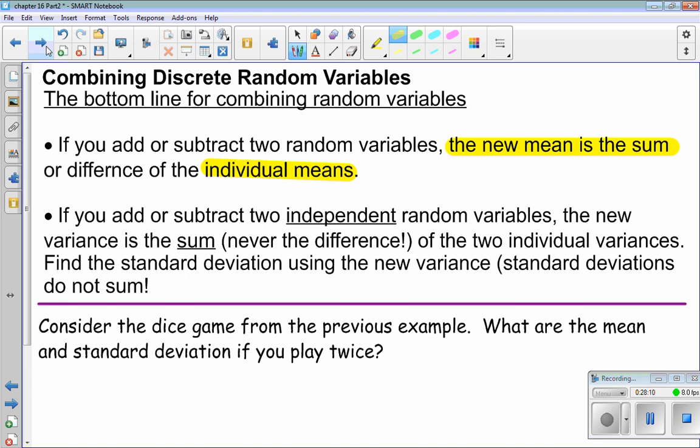It'd be 10 plus 16, we add them together. If you add or subtract 2 independent random variables, the new variance is the sum, never the difference. Wait a minute. Independent random variables. What does independence have to do with it? We'll look at it in just a second.